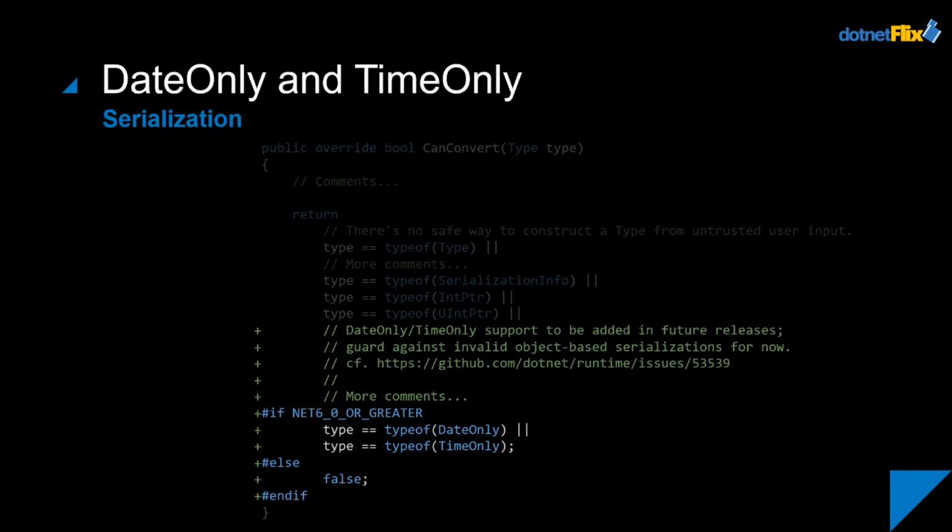But if you look a little bit more up, there is this comment: there's no safe way to construct a Type from untrusted user input, which talks specifically about the Type class within .NET, which is apparently unsafe to serialize with System.Text.Json. And because DateOnly and TimeOnly were just added to this list of unsafe types, it gives the same exception message for DateOnly and TimeOnly as it would for a Type class.